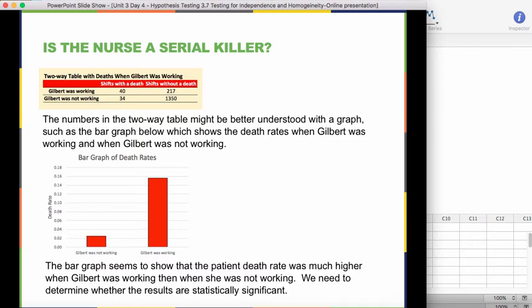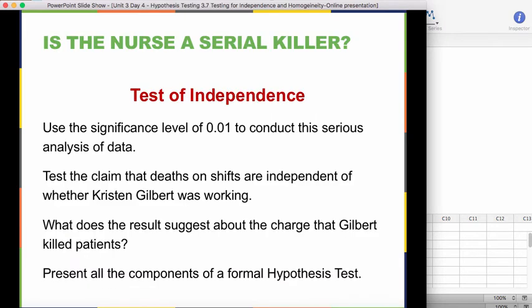The bar graph seems to show that the patient death rate was much higher when Gilbert was working, this is right over here, versus when she was not. So we need to determine whether these results are statistically significant. Again, is it just due to chance, or is there something else going on where we need to dig deeper? So that's what we're going to take a look at.